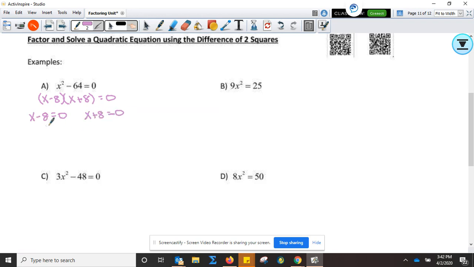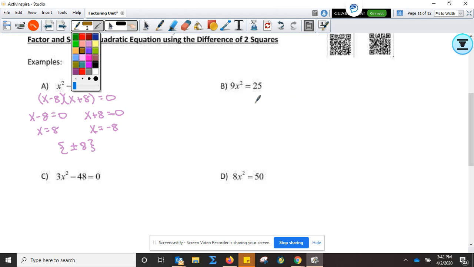Okay, so add 8 over, x equals 8. Subtract 8, x equals negative 8. So your solution would be plus or minus 8. Or you can write it out negative 8 and positive 8. All right.